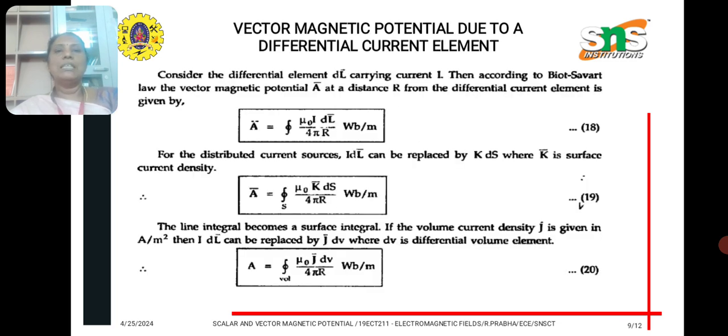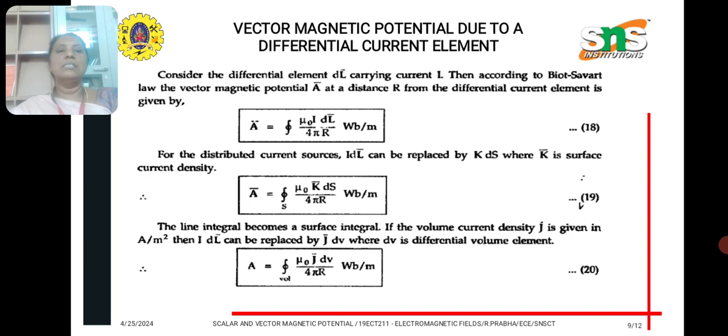And now the vector magnetic potential is defined for various current distributions. For a differential current element, the vector magnetic potential A can be given as the integral of mu naught I dl by 4 pi r Weber per meter. This is written according to the Biot-Savart law, as we have seen already. And if it is a surface current, then we can write A vector as the integral over the surface of mu naught K dS by 4 pi r. Here K is the surface current density.